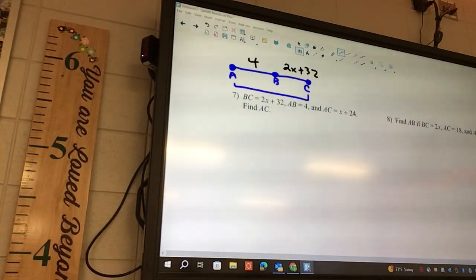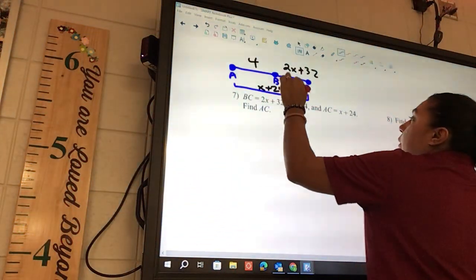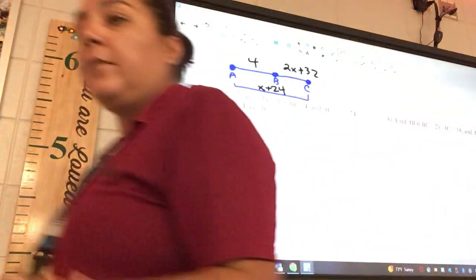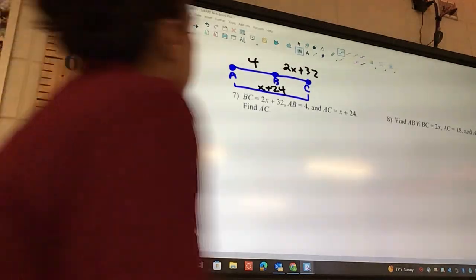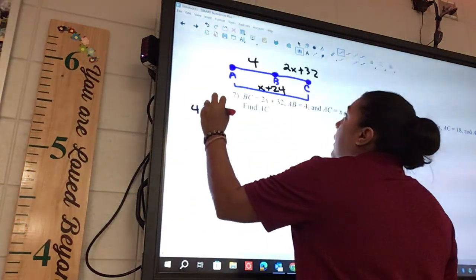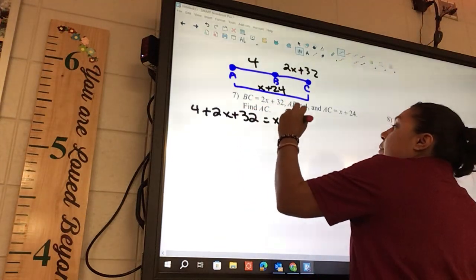AC is x plus 24. Where is that located? The big one. Is the big one on the bottom. So x plus 24. Okay, and so now we're ready to go ahead and set this up. We got 4 plus 2x plus 32 equals x plus 24.